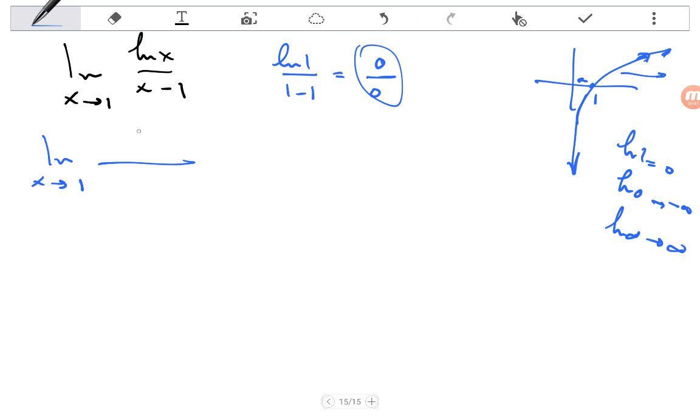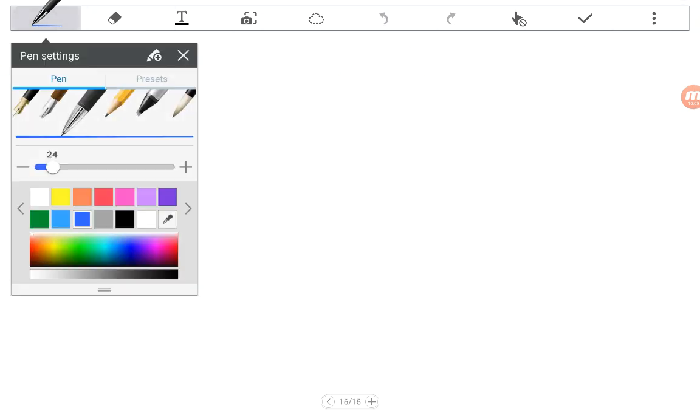So I just make the derivative for the numerator and denominator, up and down. The derivative of ln x will be 1 over x. The derivative of x minus 1 will be 1. I just substitute, and the result will be 1. Okay?